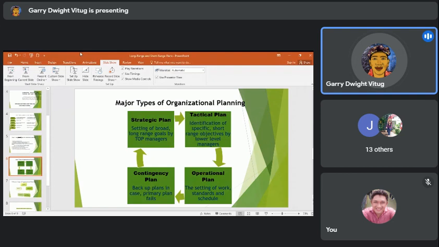So ang tatalakayin ko lang po dito is strategic up to operational po. Okay?